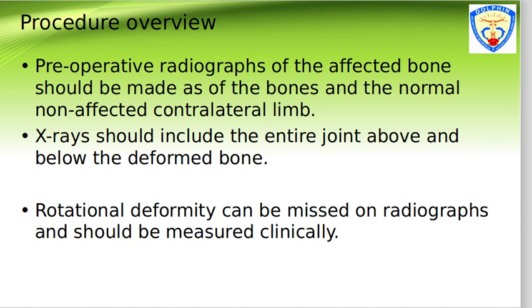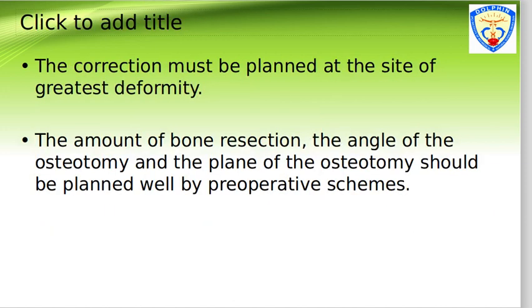So before any surgical procedure, we have to make sure of the exact condition and exact stage of deformity of a particular joint. So before surgery, we will assess it properly with the help of diagnostic techniques along with clinical examinations. And the correction must be planned at the site of greatest deformity, and the amount of bone resection, the angle of the osteotomy, and the plane of osteotomy should be planned well by preoperative schemes.